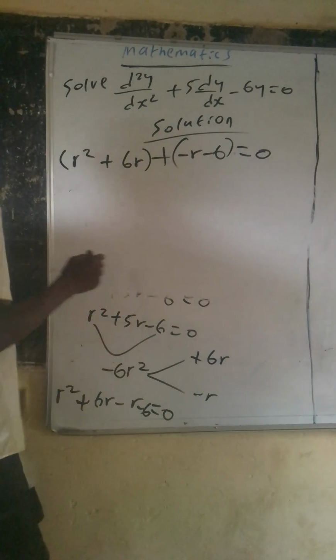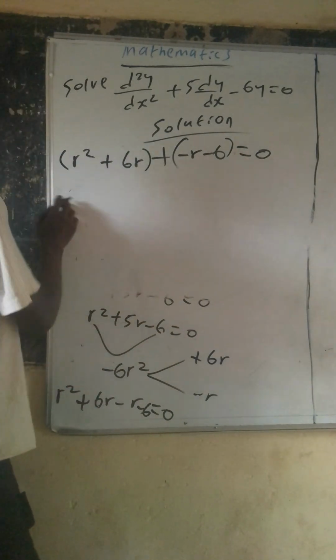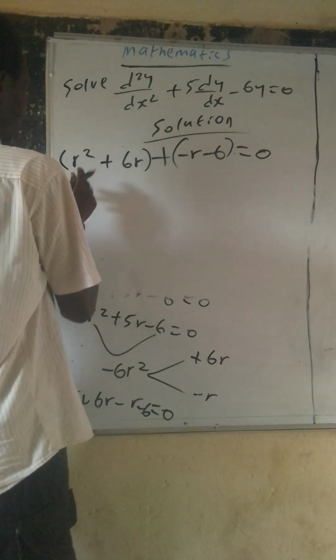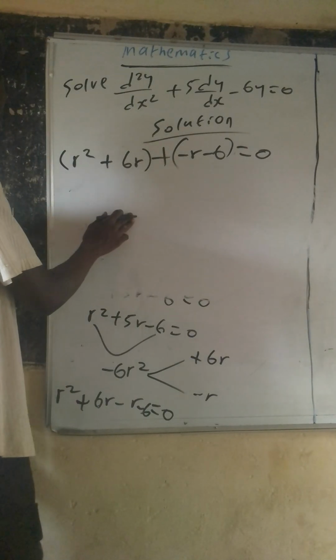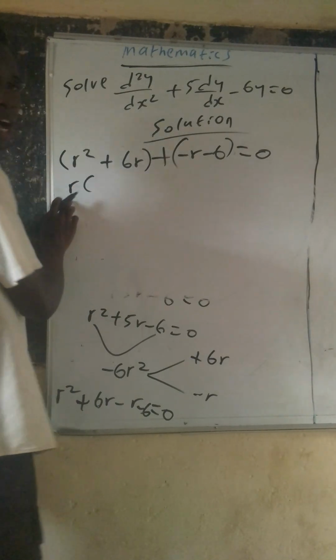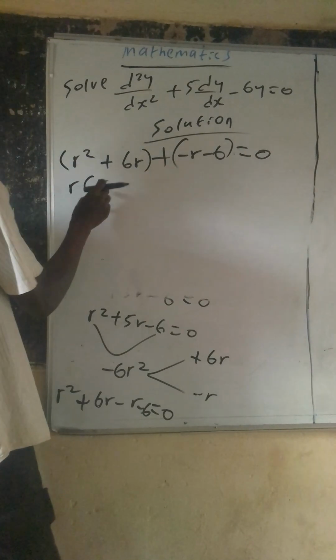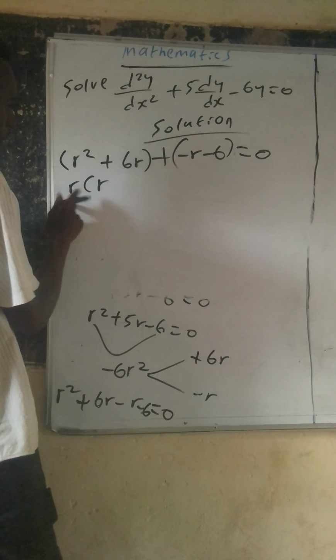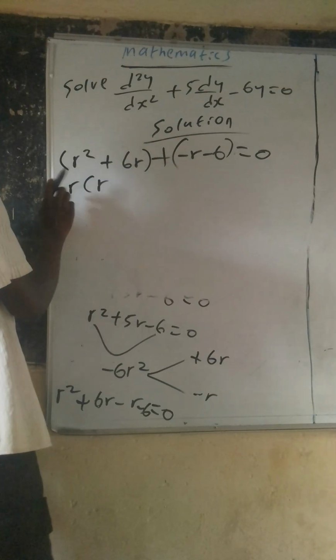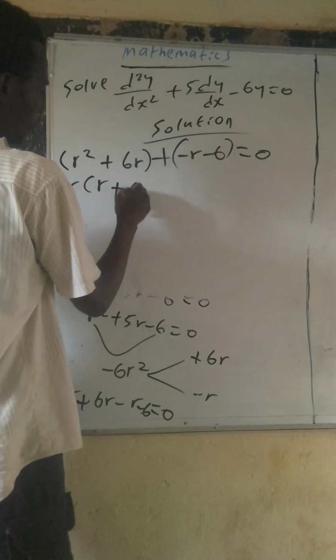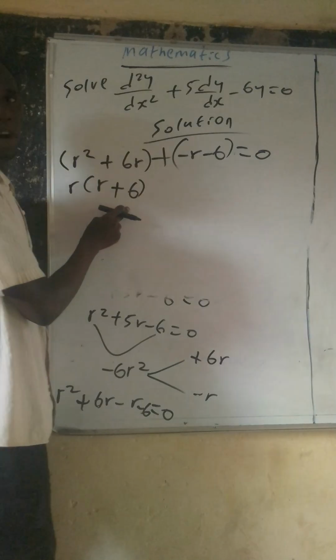Now let's solve it. Let's get the common factor between both of them. The common factor between r squared and 6r is r. When we factor out r from r squared, what remains? R, because r multiplied by r gives r squared. When we factor out r from plus 6r, what remains? Plus 6, because r multiplied by plus 6 is plus 6r.